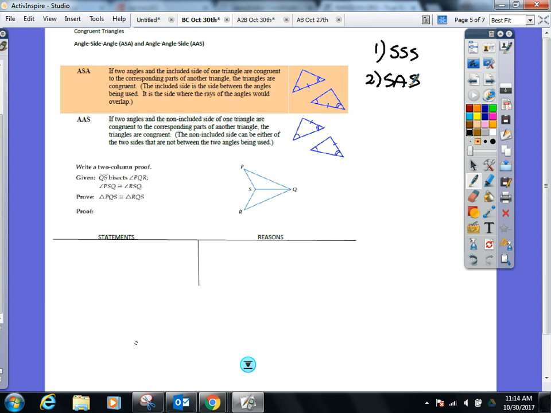Do you see any alternate version of side angle side up here? Like side angle or angle side? No, you don't. There will never be. That angle has to be in between. If it's not, we're done. We can't do it. All right? 3rd and 4th method today.